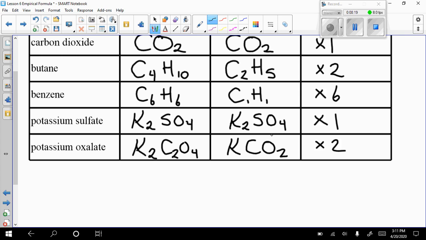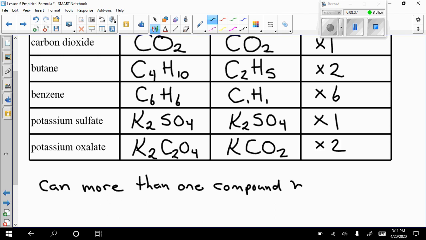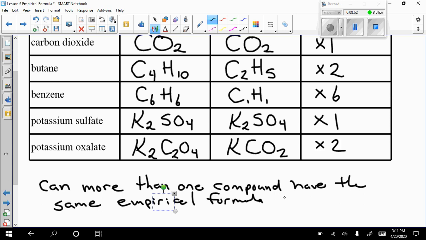A couple of quick questions: can more than one compound have the same empirical formula? Sorry for that noise in the background. And the answer to that is yes.